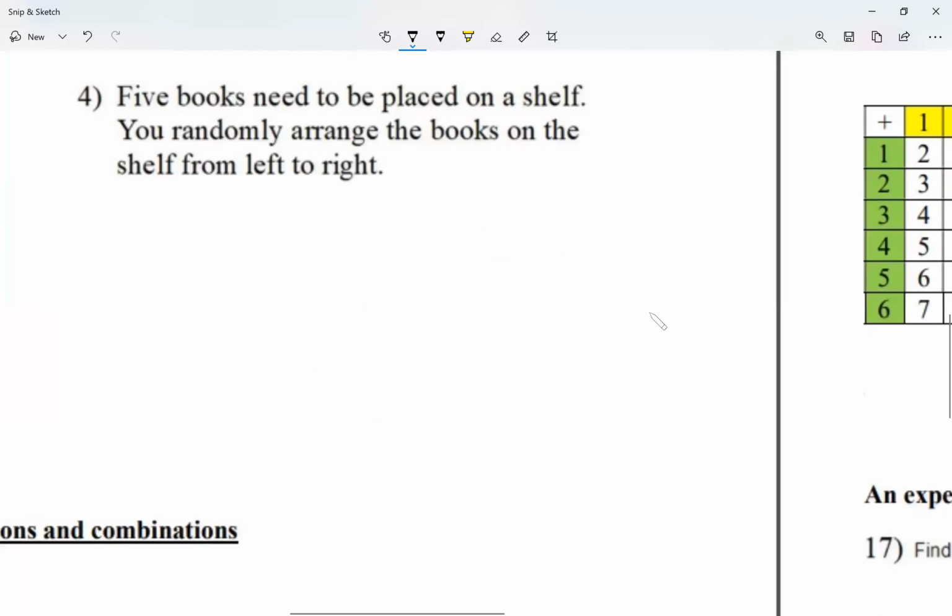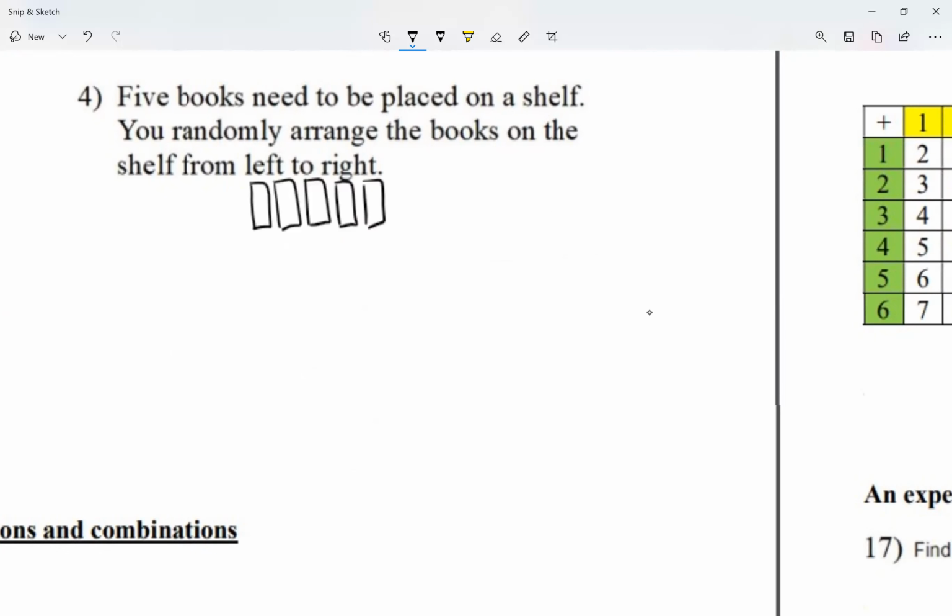Let's take a look at number 4. 5 books need to be placed on the shelf. You randomly arrange the books on the shelf from left to right. So I'm more like, okay, there's 5 books. Let's say that's a book. That's another book. Third, fourth, and 5. Okay. So, and I'm gonna arrange them.